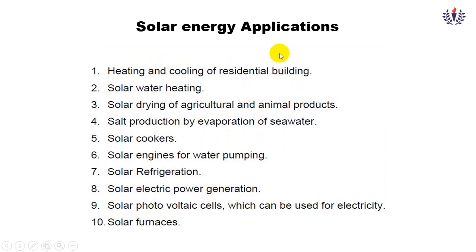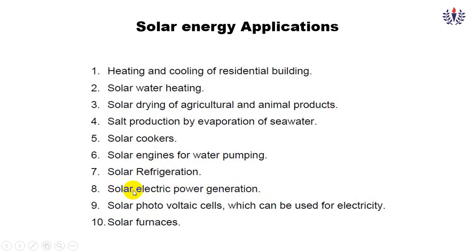Other solar energy applications: it is used for heating and cooling of residential buildings. Solar water heating we can use, now it is quite popular. And the solar drying of agriculture and animal products is also used. Solar dryers, now we speak about. And it is used for evaporation of seawater in salt production, especially in the seashore areas. Solar cookers, it is well known, we might have studied in physics also. And solar engines for water pumping, that is quite possible. Solar refrigeration, then solar electric power generation that we are going to see, then solar photovoltaic cells.